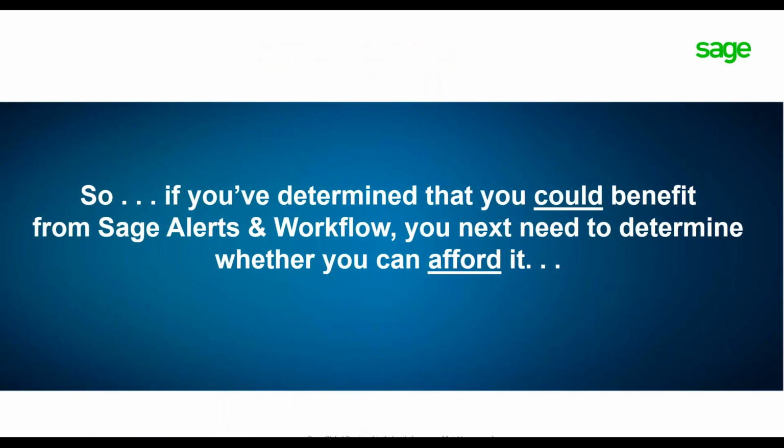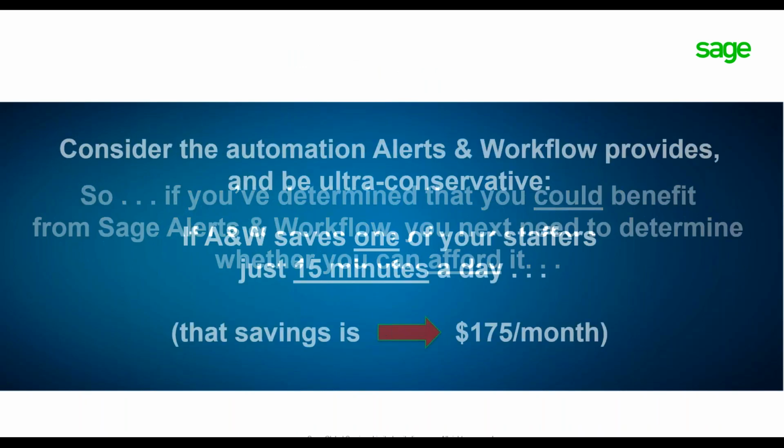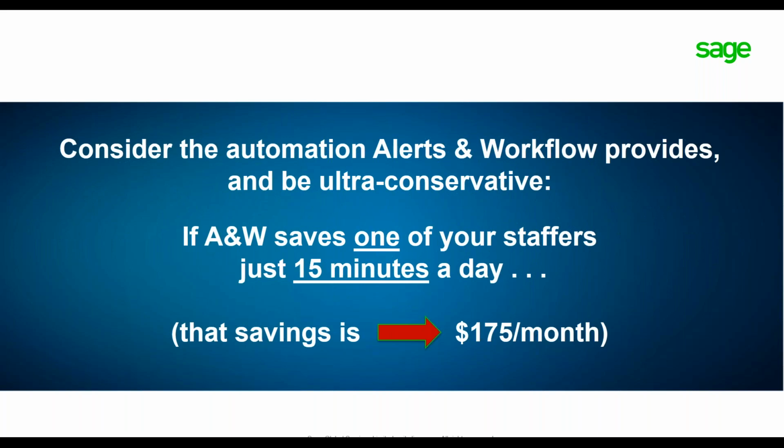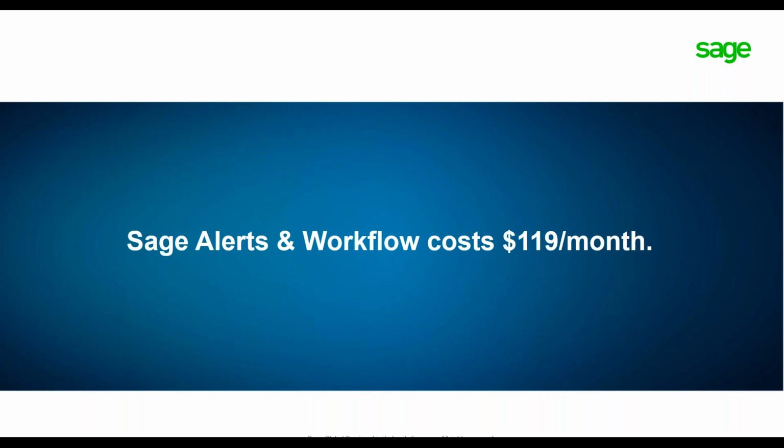So if you determined you could benefit from Sage Alerts, what is the next term? Can you afford it, right? So, okay, tell me. Consider this. One staffer, 15 minutes a day over the course of a month costs you $175, right? Just fun with math. Sage Alerts and Workflow costs $119 a month.